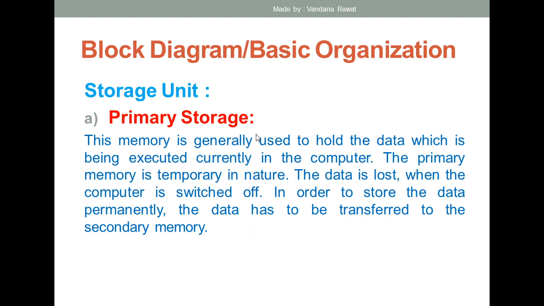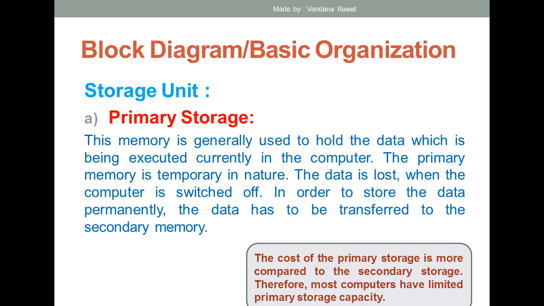In terms of primary storage, we can also say that it is a very fast memory, and it is generally used to hold the program which is currently being executed in the computer. So in primary storage, the concept of RAM comes in. RAM stands for random access memory. We can also say that the cost of primary storage is more in comparison to secondary storage. Therefore, most computers have limited primary storage capacity. So this was all about primary storage.